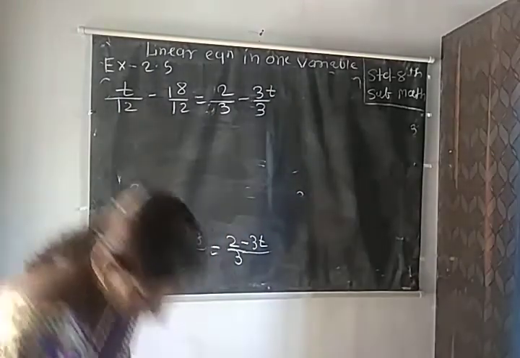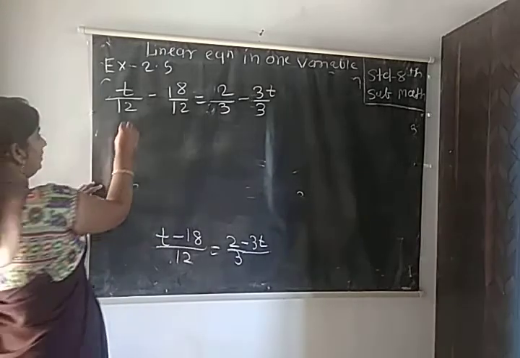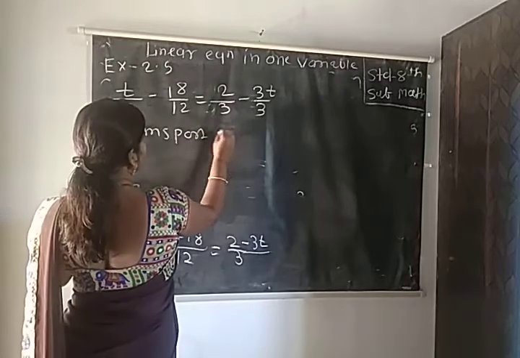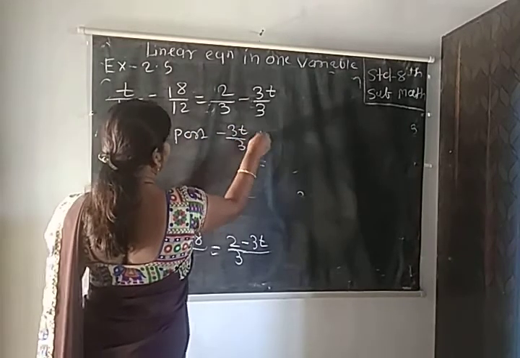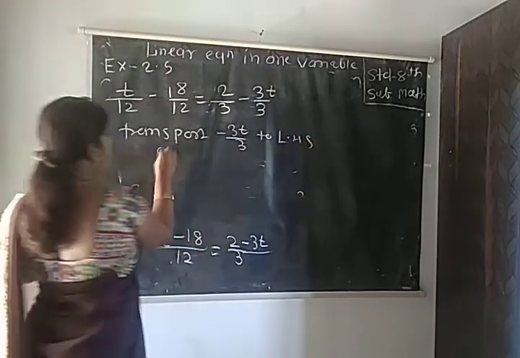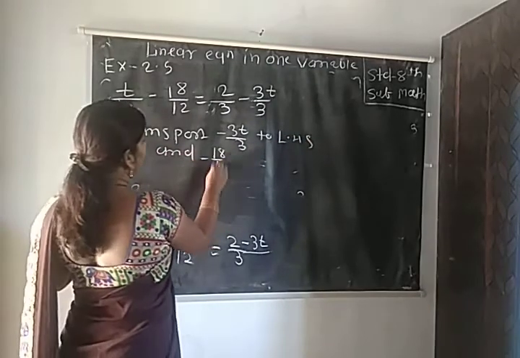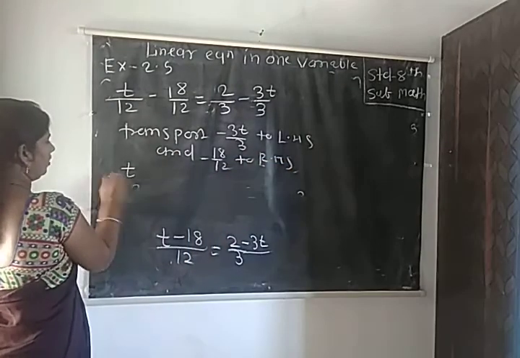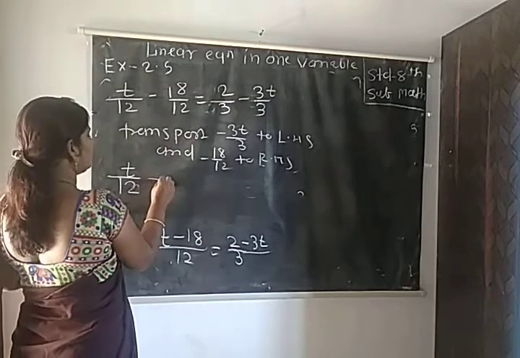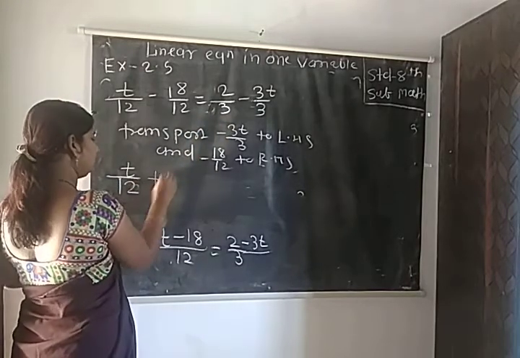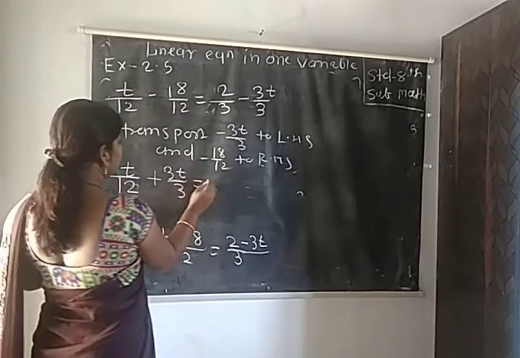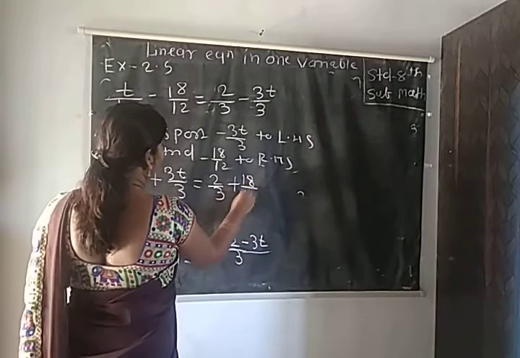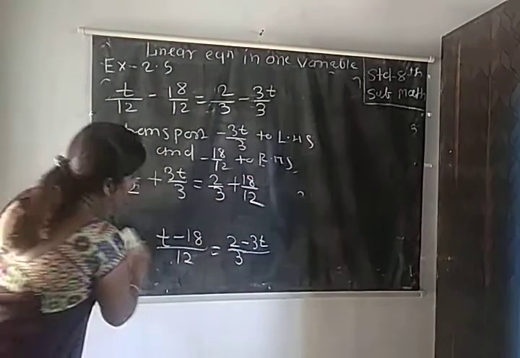Here you know that the same terms we transpose to one side, so transpose this minus 3t upon 3 to LHS and minus 18 upon 12 to RHS. Then what is the answer? t upon 12, and transposing this minus 3t upon 3, this 3t upon 3 is equal to 2 by 3 plus 18 upon 12. Okay, and then solve this.